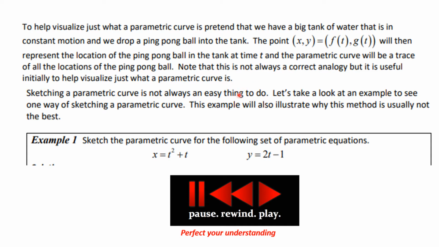Sketching a parametric curve is not always an easy thing to do. We're going to look at several examples, and we'll start very simply. And this first example is actually not the best way to do it, but we'll start here. So example 1, sketch the parametric curve for the following set of parametric equations. So x, in this case, you could have said x of t is equal to t squared plus t, and y, we could have said y of t is equal to 2t minus 1. You know what to do. Let's see how you did.